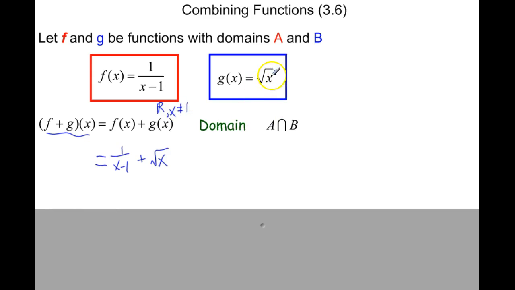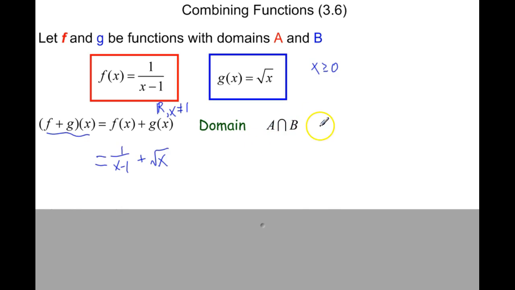Domain of this guy, you take whatever's underneath there, you take it out from underneath there, and you set it greater than or equal to 0. So x is greater than or equal to 0, and that's the domain of this function. It's already solved for x. So if I want to find the intersection of the two domains, what's the intersection of x bigger than or equal to 0 and all reals, but x can't be 1?